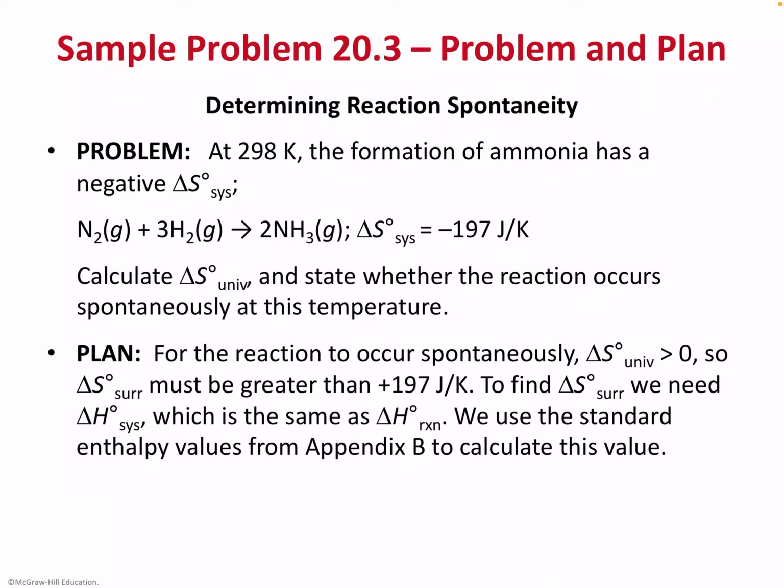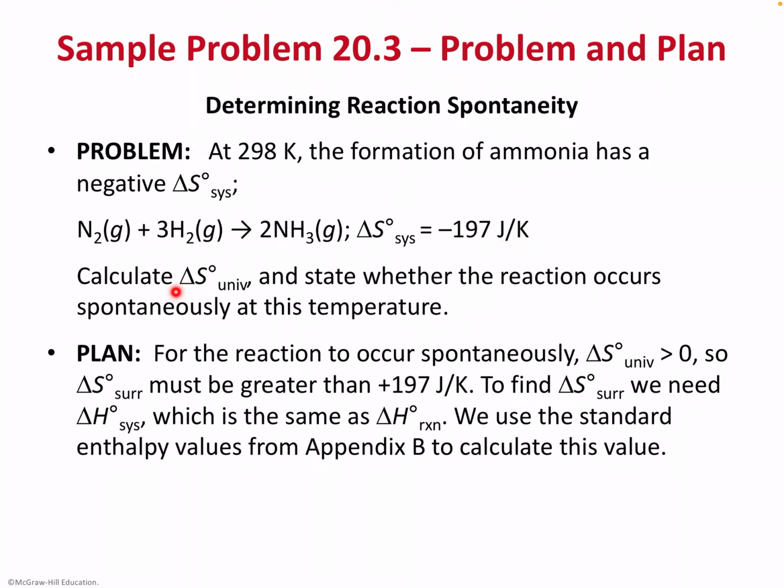Determining reaction spontaneity. At 298 Kelvin, the formation of ammonia has a negative delta S naught system. So we are given the entropy of the system. So here the formation of ammonia. And also if you predict the entropy, here you have 1 mole nitrogen, 3 moles hydrogen, 4 going to 2 moles ammonia. So 4 becoming 2, entropy should be negative. So again the number is also given as negative 197. Do you see that?